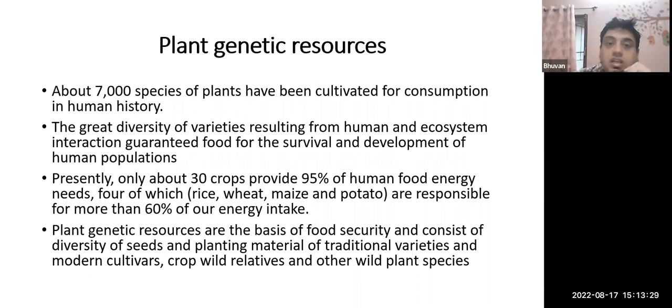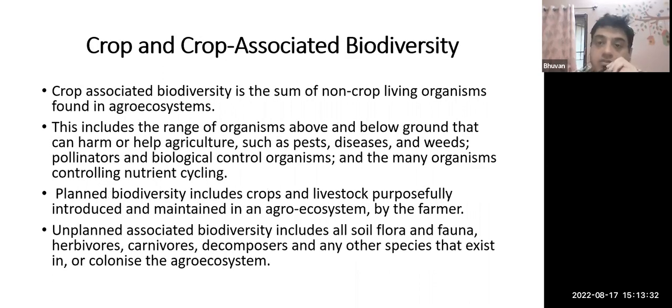So next is the crop and crop associated biodiversity. Crop associated biodiversity is the sum of non-crop living organisms found in the agro ecosystem. In the beginning of the session, I talked about the various kinds of insects and other biota, which include even microorganisms such as bacteria and fungi. They are also associated with the agro ecosystems. We all know about the rhizobium bacteria. Then we have the Anabaena, which is a blue-green alga. They play a major role in fixing nitrogen.